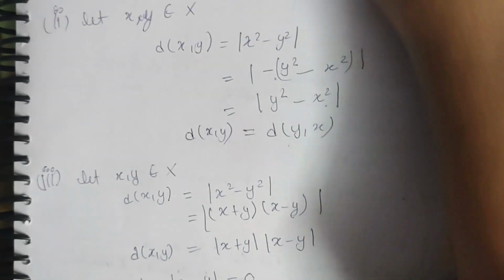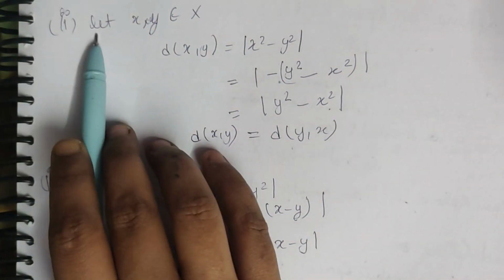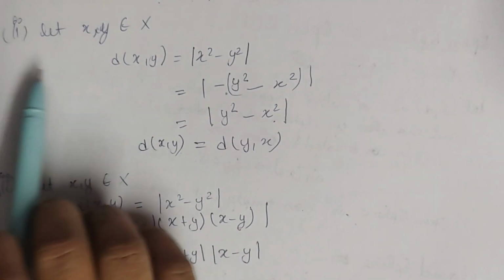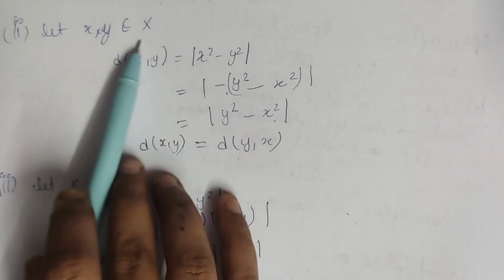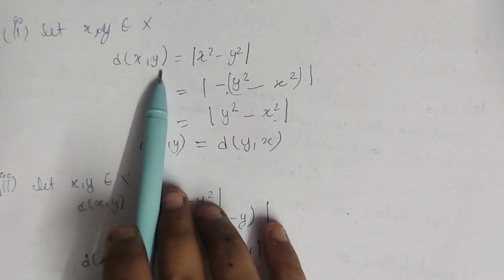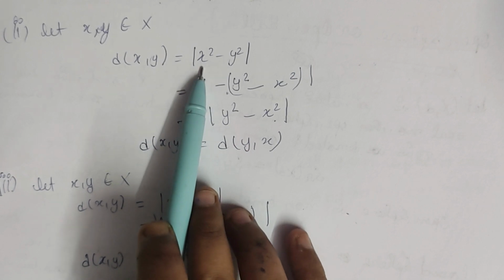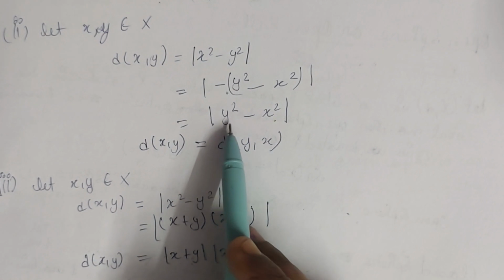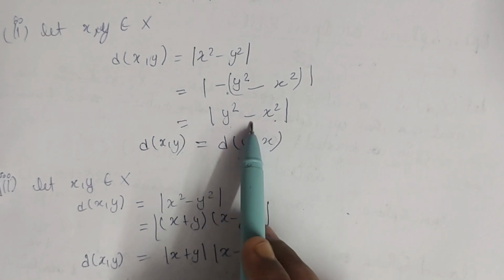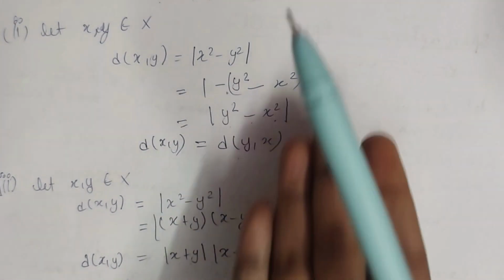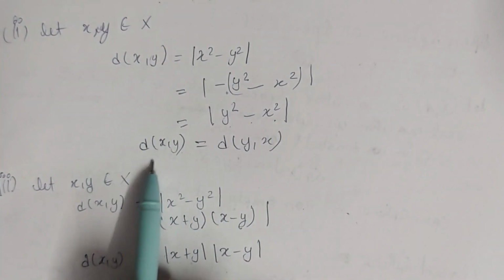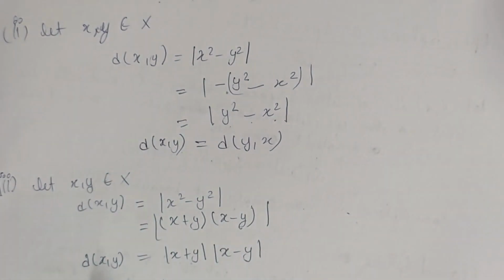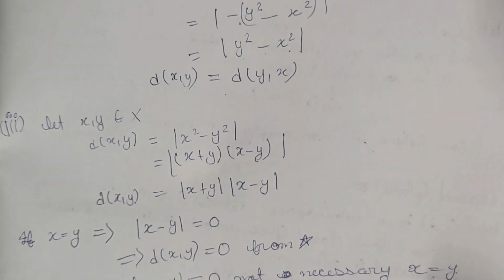Now let x, y belong to X. So d(x,y) equals modulus of x squared minus y squared. When we take minus common, we get modulus of y squared minus x squared, and since the minus goes outside, it becomes plus. So d(x,y) equals d(y,x). The second property is satisfied. Now we come to the third property.